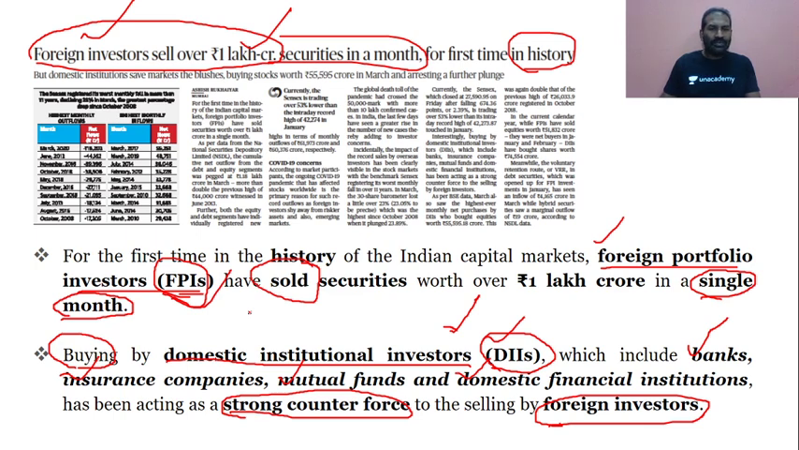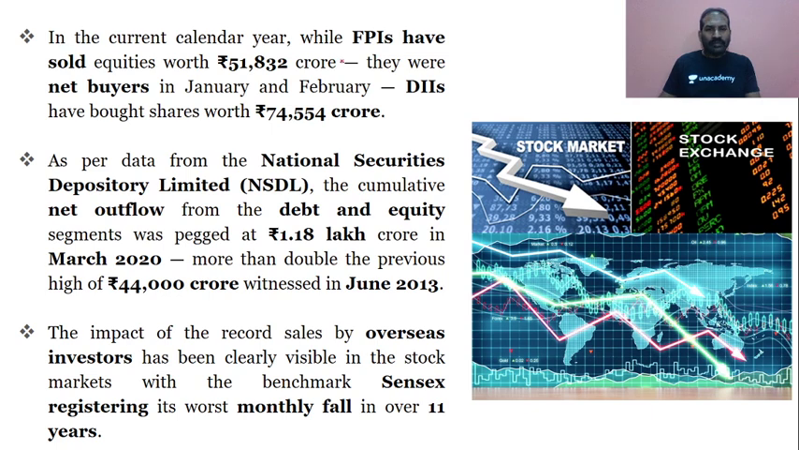This is how you need to focus on the news, not just that the foreign investors have sold. Yes, they have, but you have to link the FPIs and the DIIs. That is very important while analyzing for the prelims and also for the mains point of view. And in this current calendar year itself, the FPIs have sold equities worth 51,832 crores of rupees. Please do understand again, 51,832 crores of rupees of equities have been sold by FPIs.